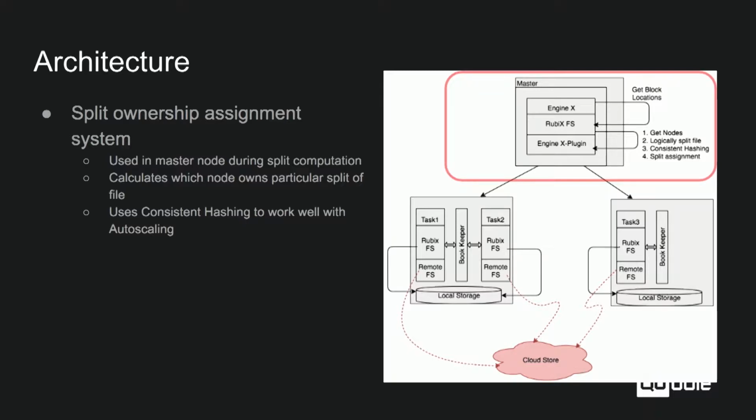So yeah, the Rubix file system calls the engine to get the list of nodes which are currently active. It logically splits the file into what we call splits, so let's say 128 MB splits. And then using consistent hashing, it assigns those splits to different nodes. We use consistent hashing so that when the cluster upscales or downscales, we do not have to drastically redistribute the data. So yeah, that's the main part of this component.